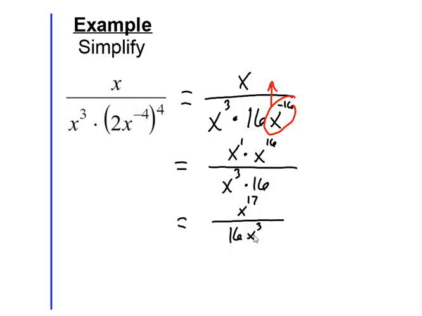We have same bases on top and bottom of the fraction, x's. This is time for subtraction of exponents. 17 minus 3 is going to give me my final answer. X to the 14th power on top with just a 16 on the bottom.